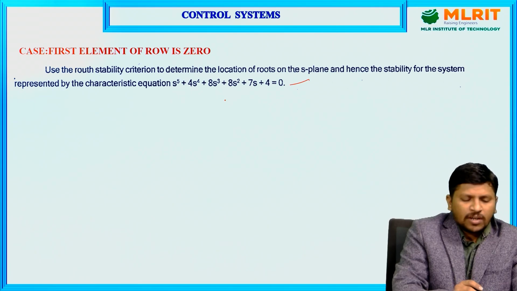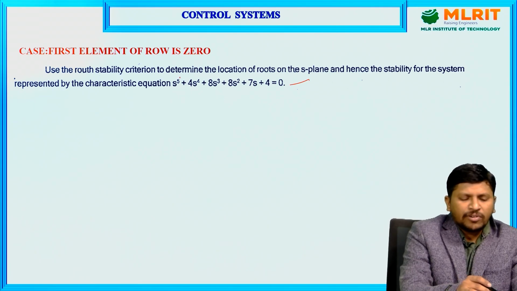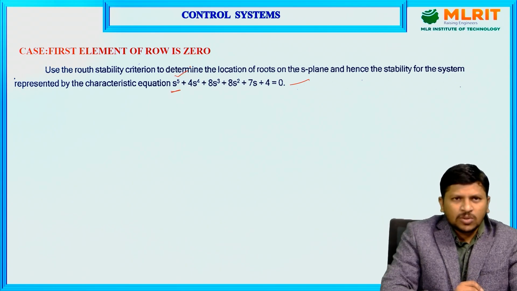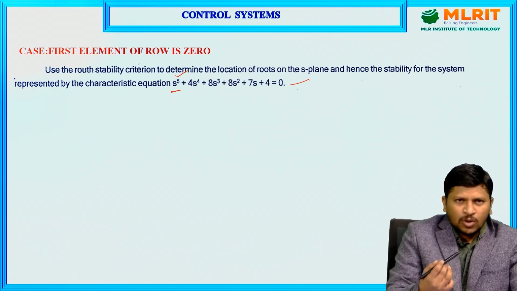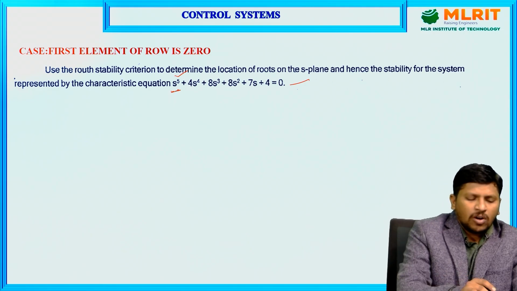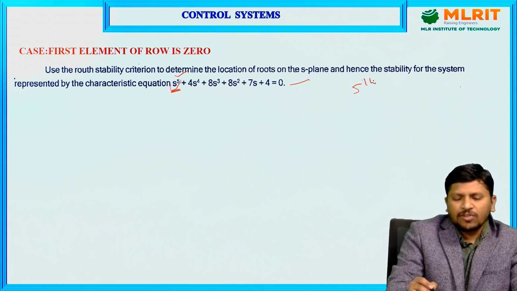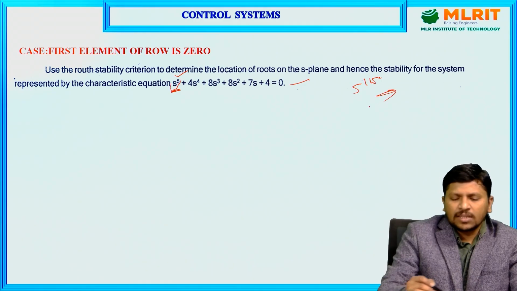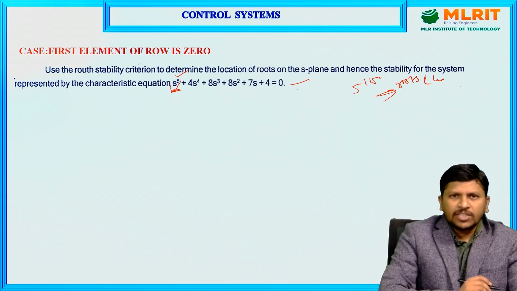From that we are going to arrange the array matrix. Here the maximum power of s is 5, so this is the order. The order of the characteristic equation gives the number of roots. The maximum power of s is 5, so it is a fifth order characteristic equation. Simply, for the given characteristic equation we have 5 roots.